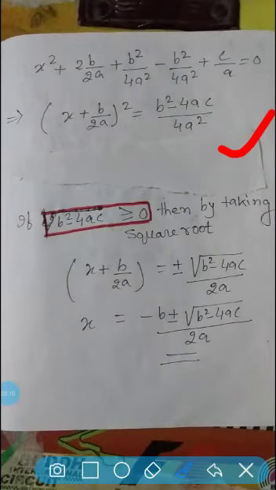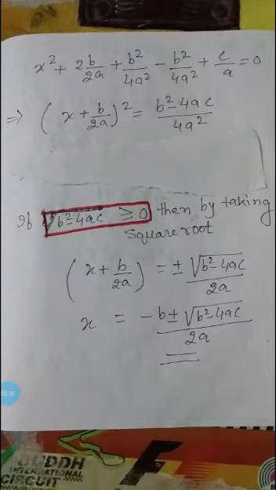Now see, if we consider the case b square minus 4ac is greater than or equal to 0, then by taking the square root, x plus b by 2a, the square gets cancelled. Plus minus, as we are taking the square root, both the values plus and minus, root under b square minus 4ac by 2a. Now see, x will be how much? This b will go to the other side, so minus. So directly you write x equals minus b plus minus root under b square minus 4ac by 2a.